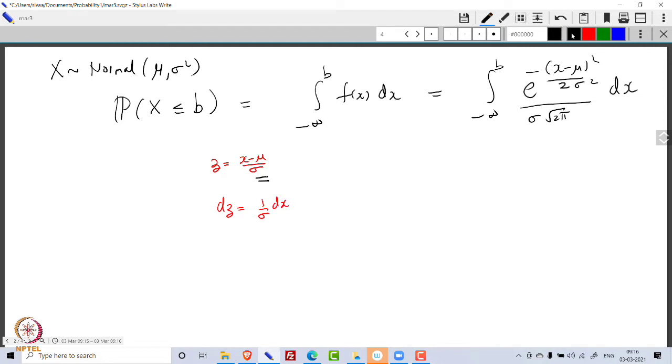Then the integral will become, so what are the limits going to be? The lower limit is again minus infinity. When x is equal to b, z is equal to b minus mu by sigma. And dx will be dz times sigma. Then the integrand is e to the minus z squared by 2, and I have a sigma here and a root 2 pi. That's what I get with a u substitution.